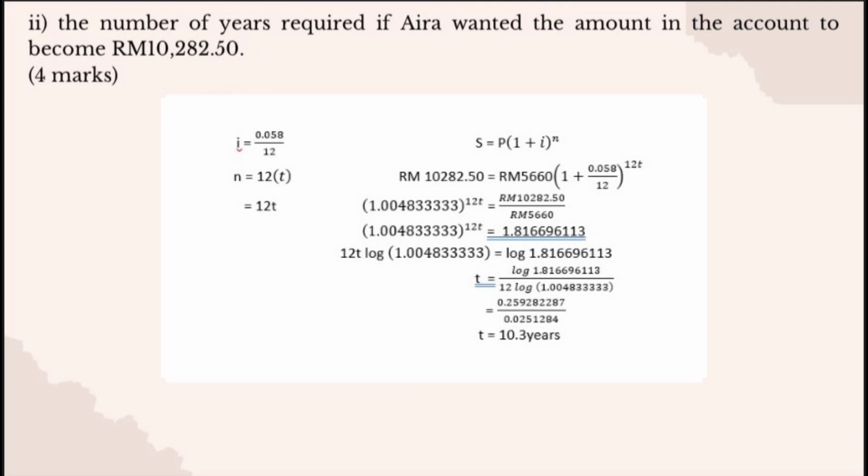Divide S and P first using calculator. Next, we have to use log in this equation. We need to substitute 12T to the front, use log key and solve log 1.816696113 in calculator. Next, solve 12 log in bracket 1.00483333. Next, divide these two amounts and the final answer is 10.3 years.